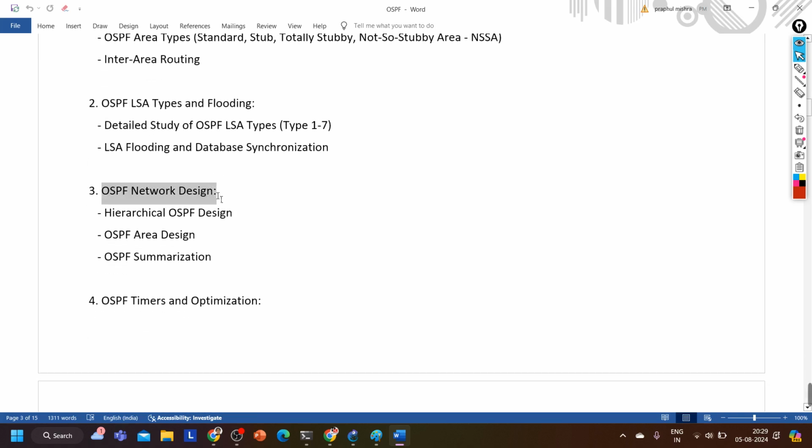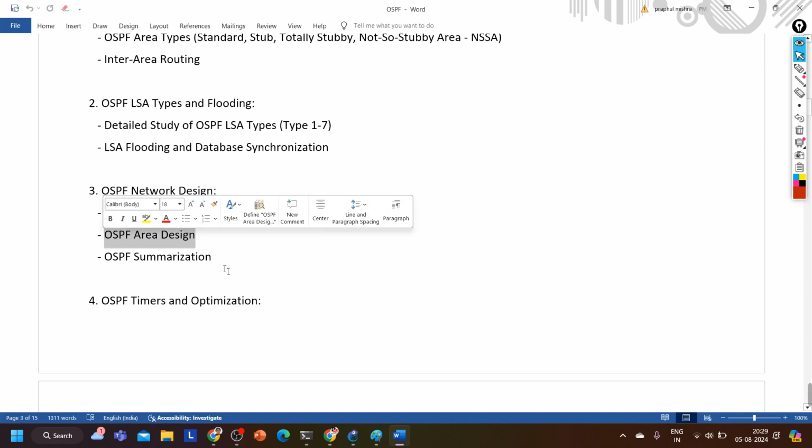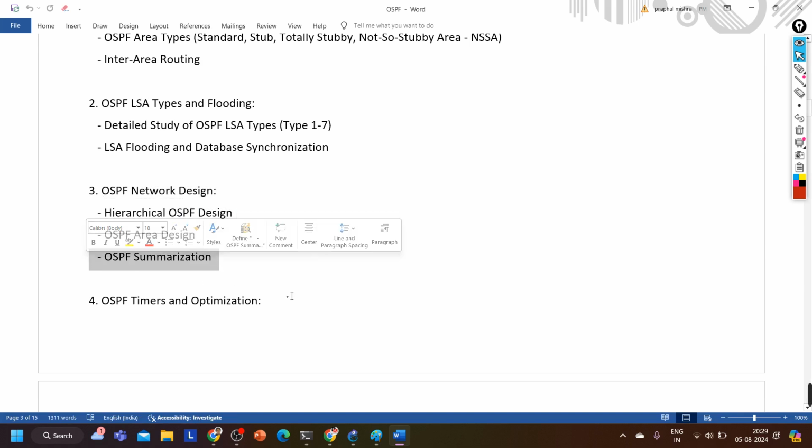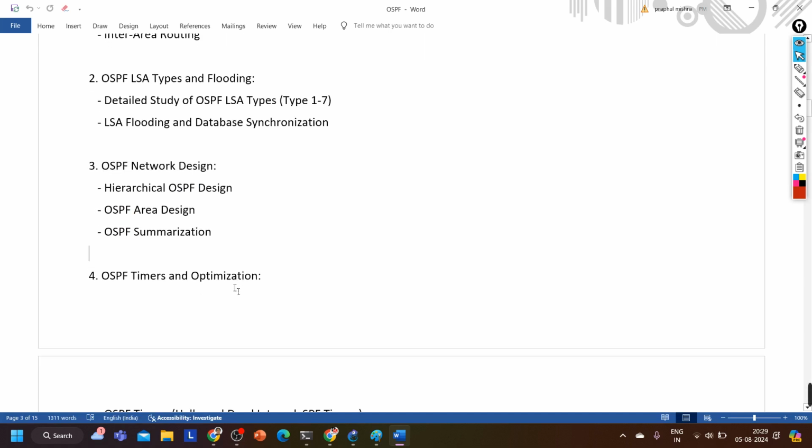Then OSPF network design, hierarchical architecture for OSPF, OSPF area design, OSPF summarization, like how we are going to summarize the route in OSPF. In EIGRP, you know how to summarize by running the command ip summary-address eigrp, the AS number, and then the summary address and subnet mask. This is how we summarize routes in EIGRP. But the summarization concept is different in the case of OSPF.